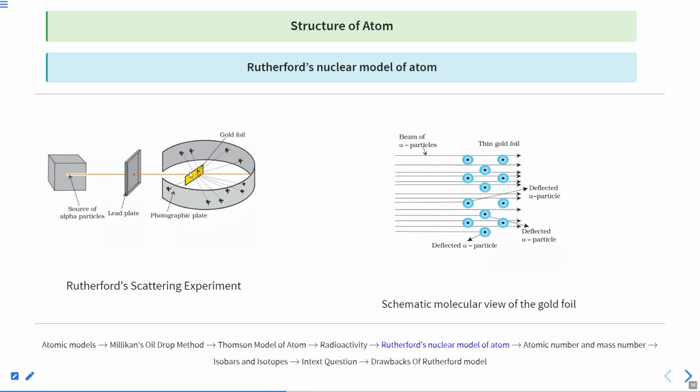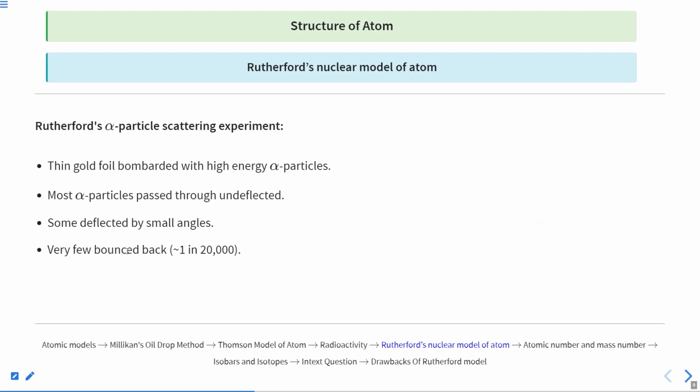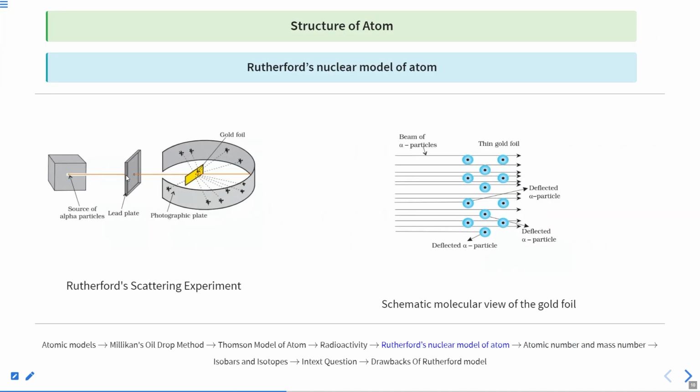What happens? Some of the alpha particles went straight through, while some deflected through some angle. See, some are hitting here, some are hitting here, some are hitting here. But it was seen that most of the alpha particles were going straight. There was no deflection. Clear? So it is also written here that very few bounced back, 1 in 20,000. Most of them go in deflected.